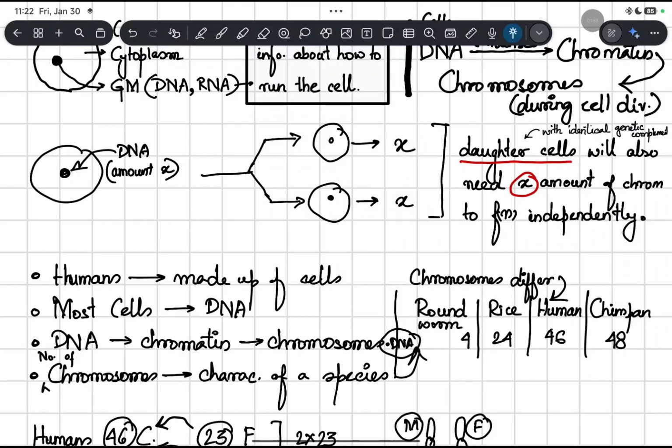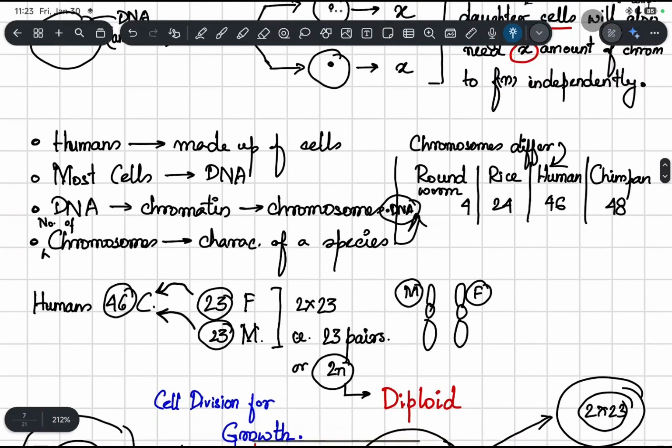As we have studied, each cell is capable of functioning independently as well, right? So if it has x by 2 amount of chromosomes, of course it won't be able to function independently. So after cell division also, the daughter cell will have x number of chromosomes only. That is the thing which is written over here: the daughter cells will have identical genetic complement. The daughter cell will also need x amount of chromosomes to function independently.